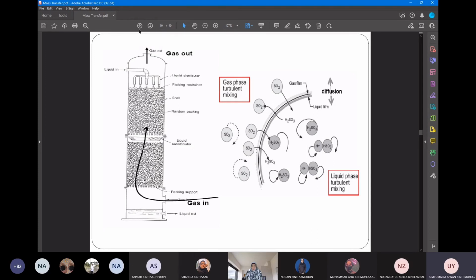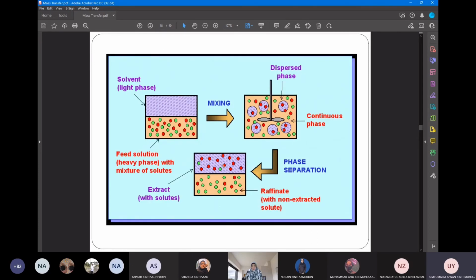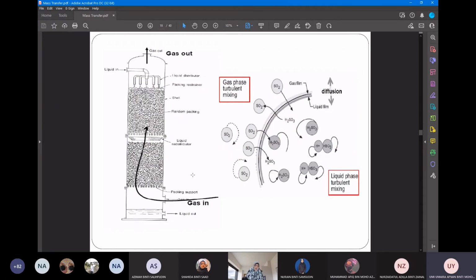So that one is liquid-liquid extraction. Next is about gas-liquid, or gas absorption. So I'm dealing with gas and liquid. Just now it was both in liquid form. So this is a very simple definition of gas absorption.